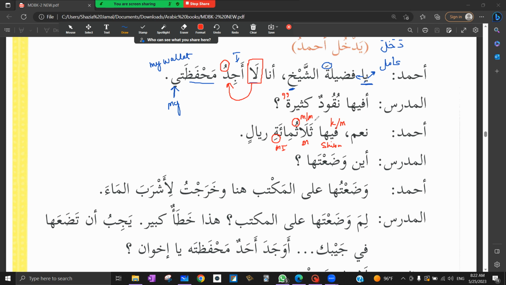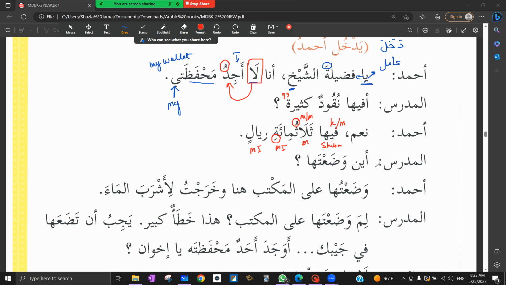Because of mubtada muakhar. Riyalin is also mudaf ilayhi, and this riyalin, Mia and Riyalin, they all fall in mudaf ilayhi construction. In this case, as I say, this is a triple construction. Why? Because three nouns are involved here. Thalathu, one, Mia, two, Riyalin, three. So this is a triple construction, mudaf ilayhi.